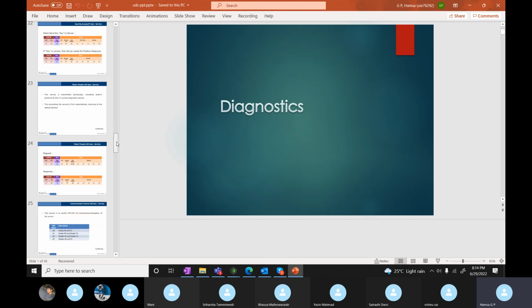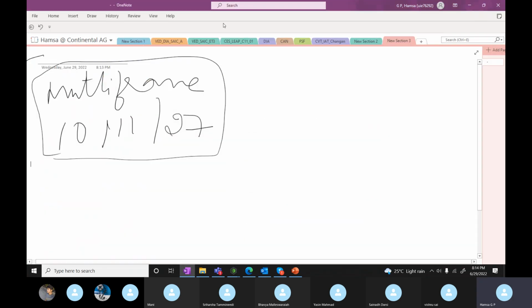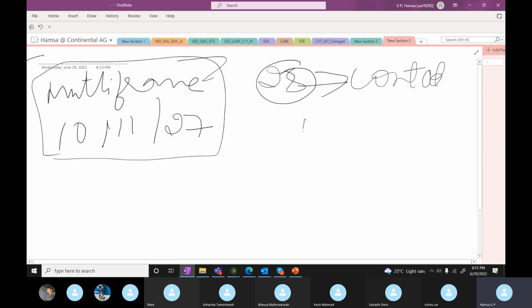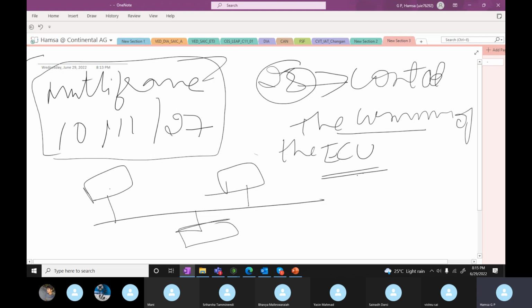So next we'll go to 28. When it comes to the 28 service, the 28 service is used to control the communication of the ECU. I think we have already discussed this. In the CAN network, we have multiple ECUs connected: ECU 1, 2, and 3.